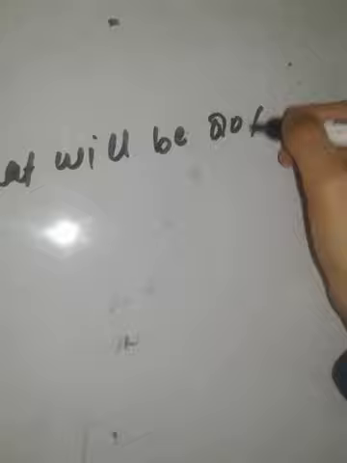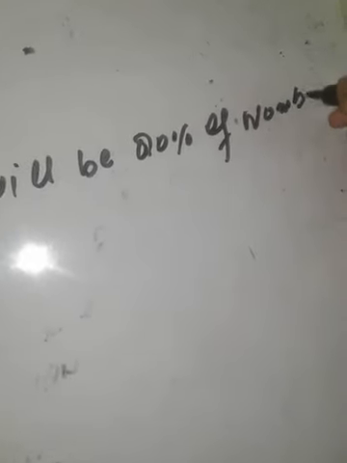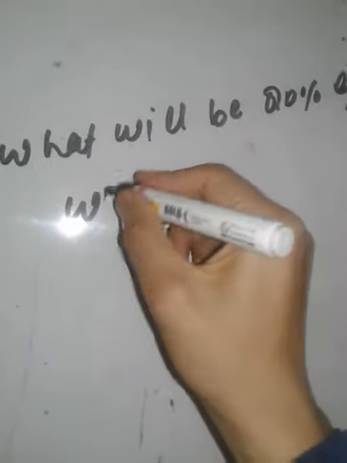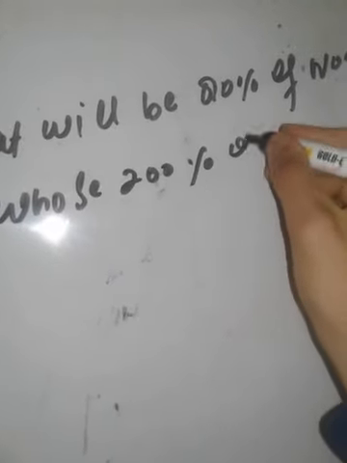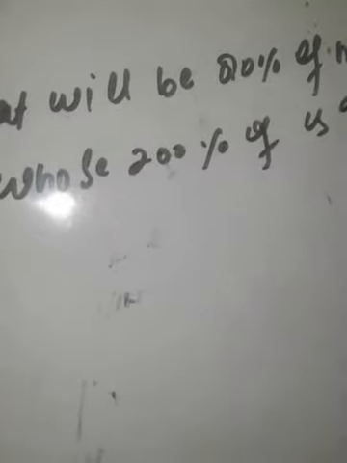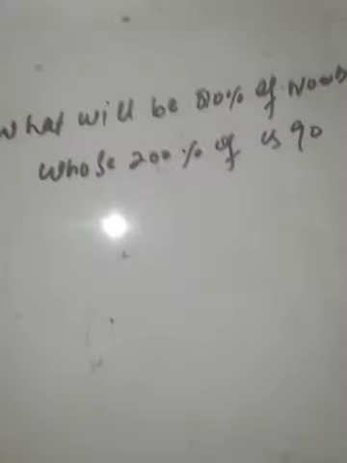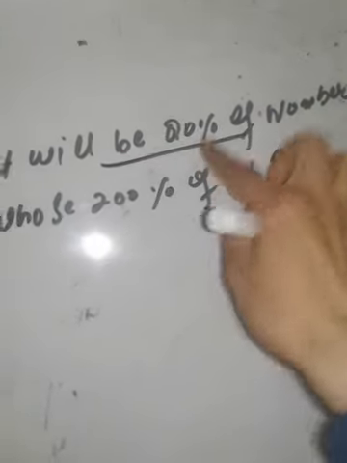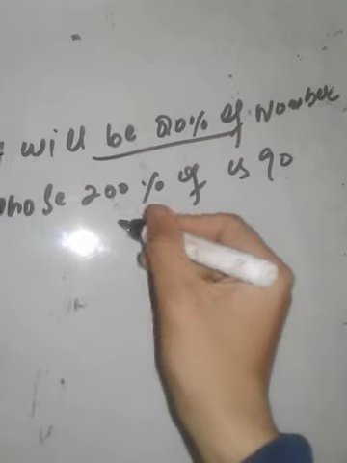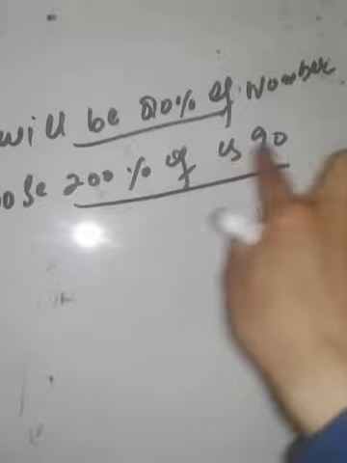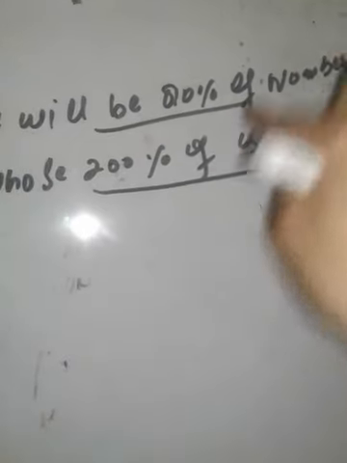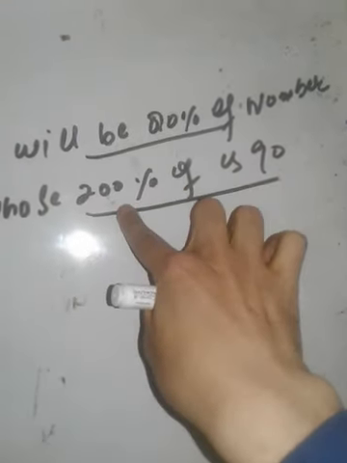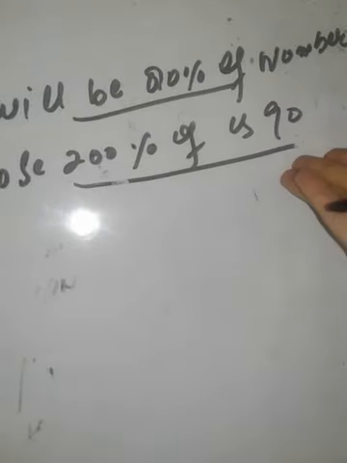The question is, what will be 80% of the number whose 200% is 90? Take a look. Very simple question. I don't think you need pen and paper here. We need to find 80% of the number. What information are we given about the number? We are given 200% of the number, but I told you that any number in percentage is 100%. If 200% represents 90, so 100% will represent 45.